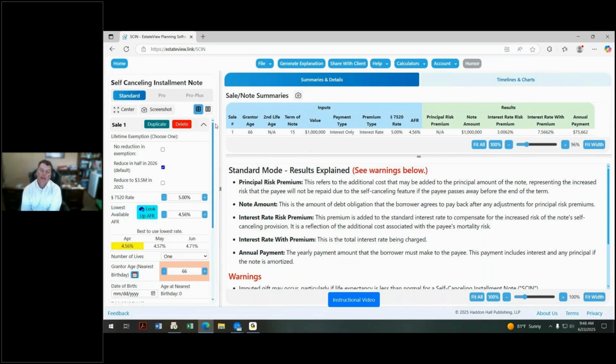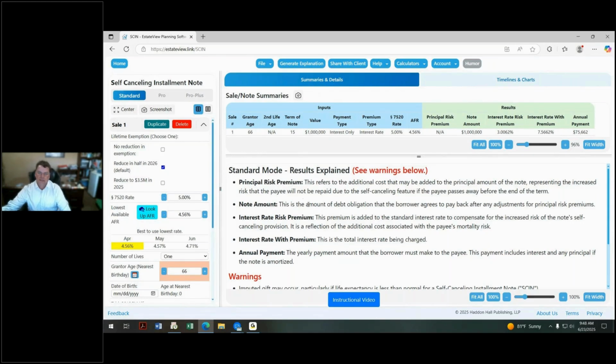So again, to take into account the fact that the principal that's being loaned might not be repaid, or the interest that's outstanding might not be repaid, the IRS allows us to charge either a principal risk premium or an interest rate risk premium. And that's what we see here on the standard mode.